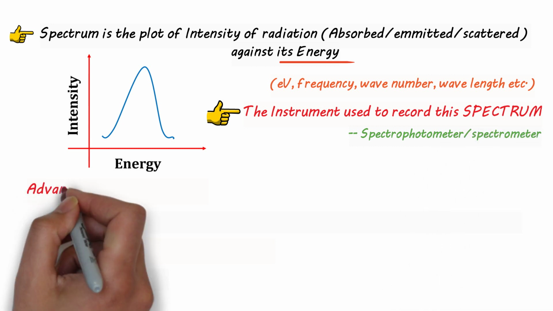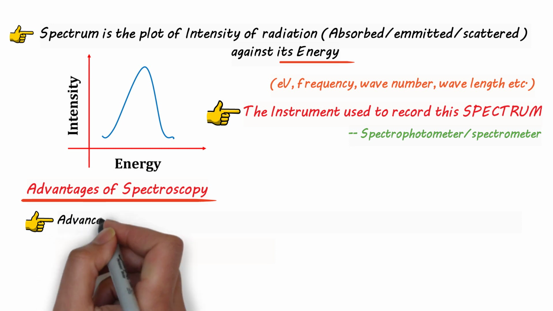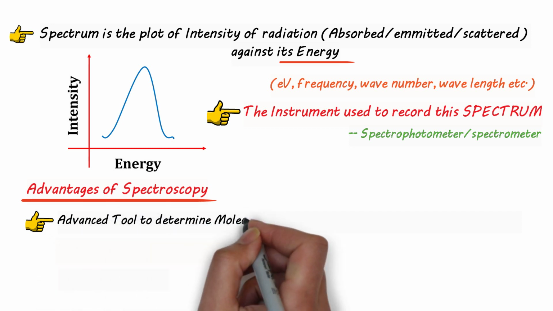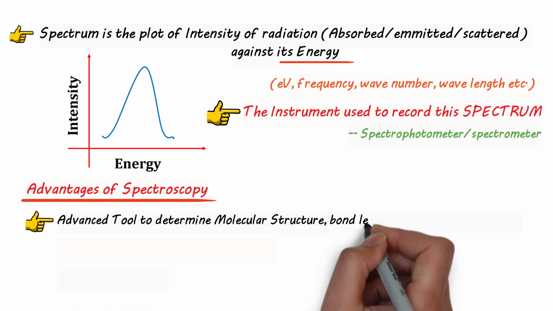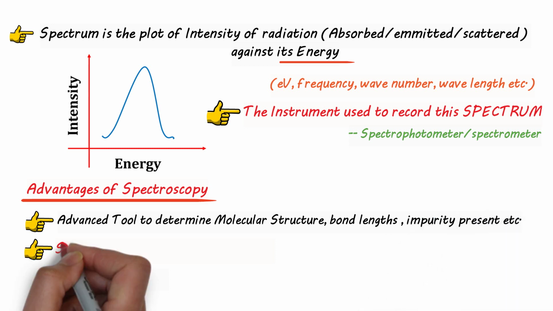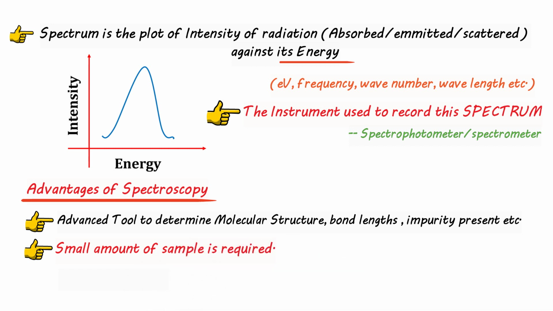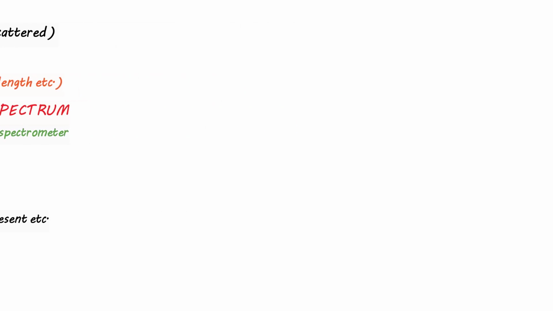Now, what are the advantages of spectroscopy? Spectroscopy is an advanced tool because of which we can determine molecular structure, means structure of a molecule, bond lengths, impurity present in that molecule, etc. And a small amount of sample is required to analyze that particular system. And this technique is not time consuming in contrast to the ordinary chemical tests. This was all about the introduction to spectroscopy.